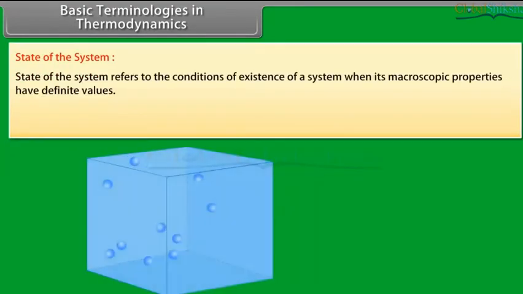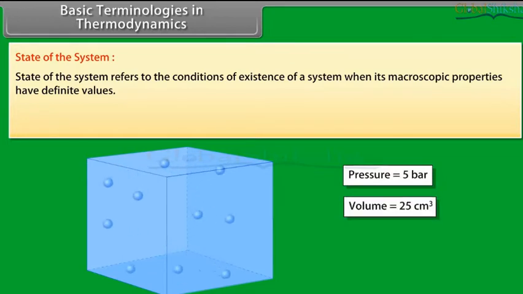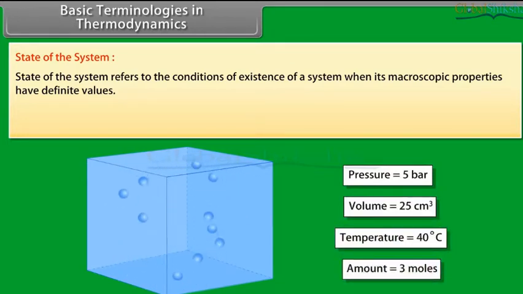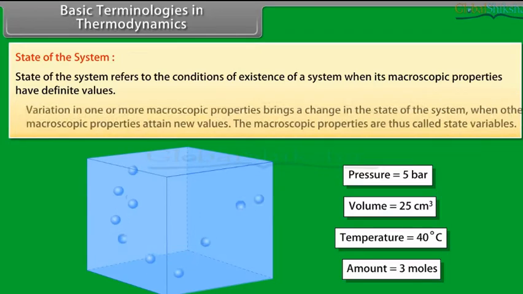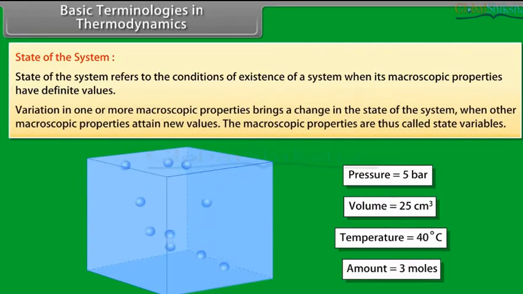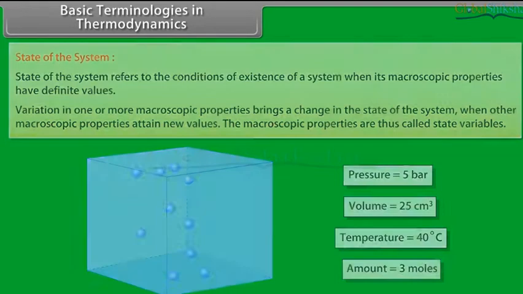State of the system. State of the system refers to the conditions of existence of a system when its macroscopic properties have definite values. For example, the state of gaseous system can be defined by its pressure, volume, temperature and amount. Once these minimum numbers of macroscopic properties are fixed, the other properties automatically acquire definite values. Variation in one or more macroscopic properties brings a change in the state of the system when other macroscopic properties attain new values. The macroscopic properties are thus called state variables.